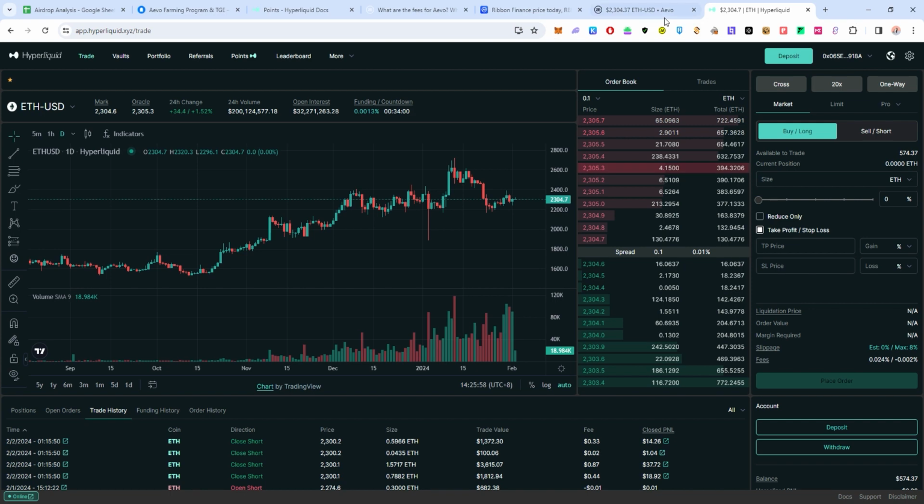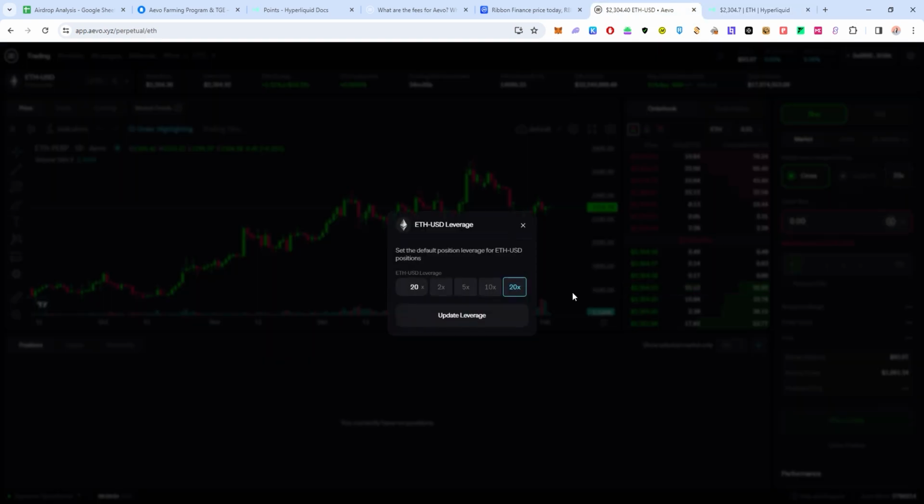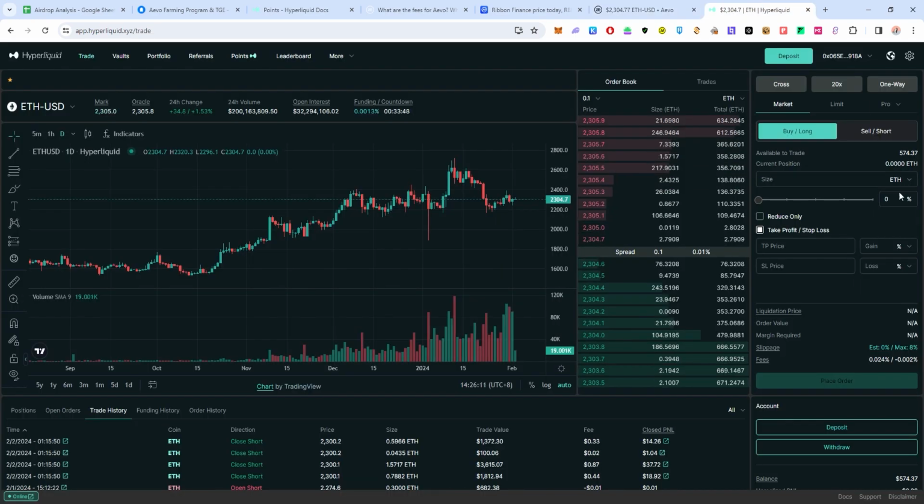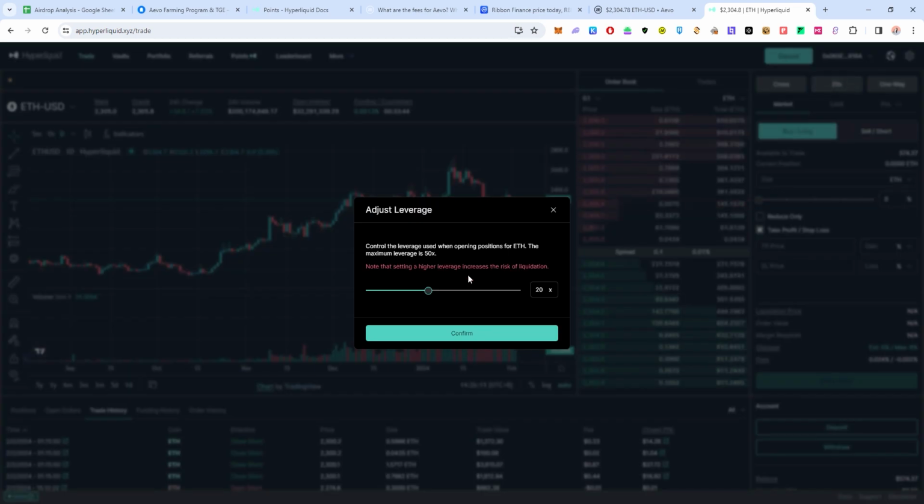Be sure to set your leverage to 20x. And why 20x? Because 20x is the maximum leverage you can set on Aevo. To make it easy for you to keep track on Hyperliquid, I would suggest you also put 20x. On Hyperliquid you can go as high as 50, but we're not going to do 50 because it's very hard to keep track of your leverage on both platforms. So we are going to put 20 and 20.